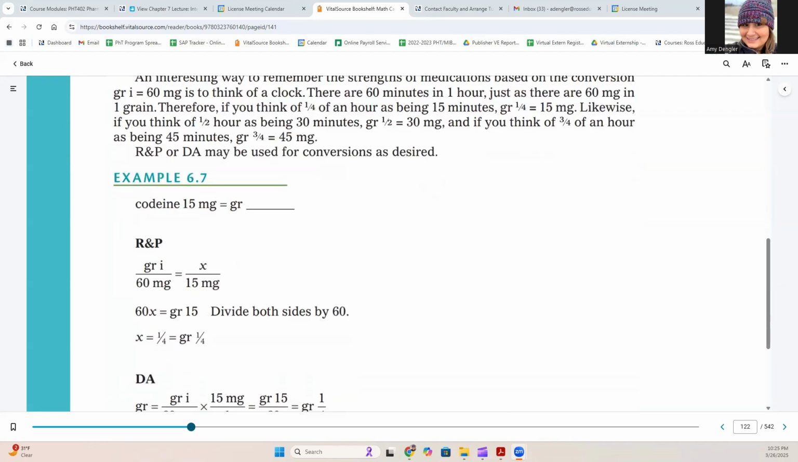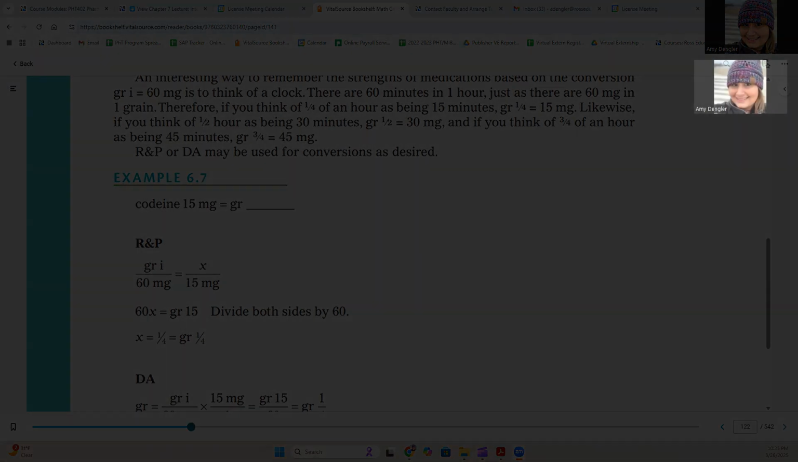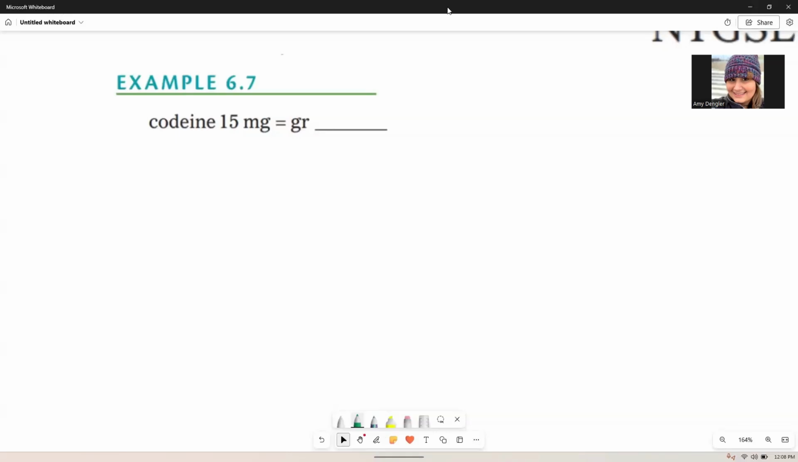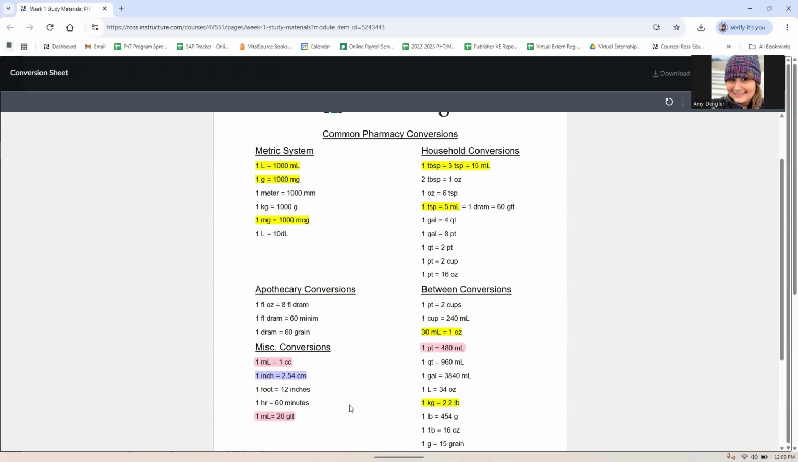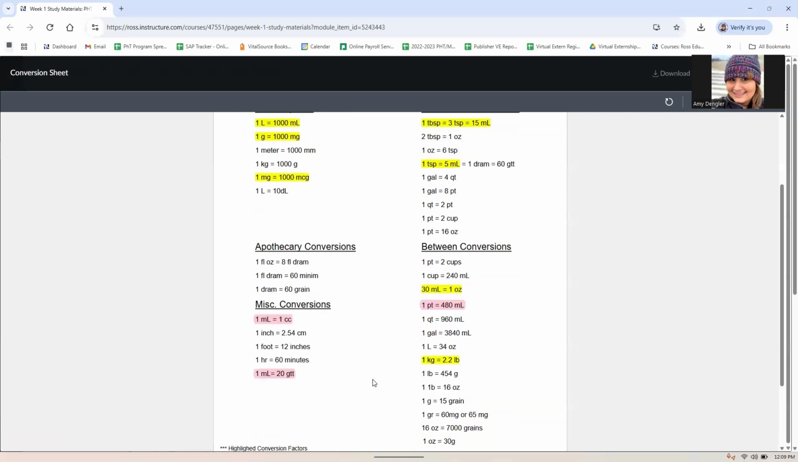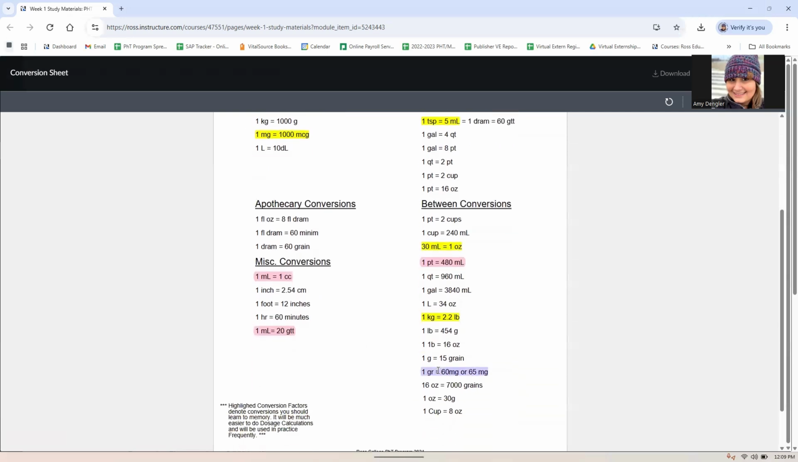All right, let's do example 6.7. Example 6.7, codeine 15 milligrams is equal to how many grains? So we're going to go to our conversion sheet and see if we have a conversion factor from milligrams to grains. And we do down here. So 1 grain is equal to 60 milligrams or 65 milligrams. For everything in this book, besides when we do calculations with aspirin and acetaminophen, we're going to use 1 grain is equal to 60 milligrams.